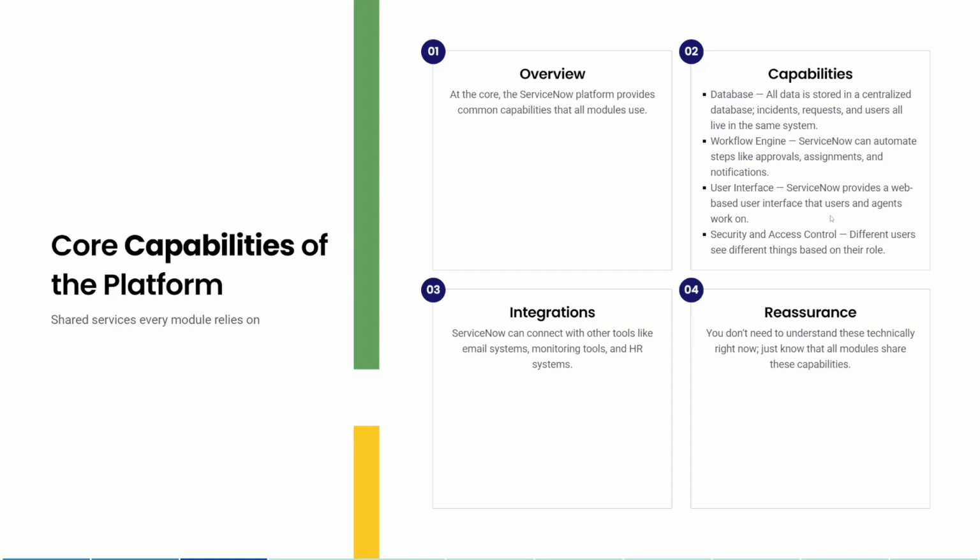We have a user interface, which provides a web-based interface that users and agents work on. We have a web-based and a native UI, so agents and users can both work together. In security and access control, different users see different things based on their roles. It's not that everyone sees all data or all incidents. If you are just an employee, you can see your own incident, but if you're an agent, you can see all incidents and cases based on your department and the group you belong to.